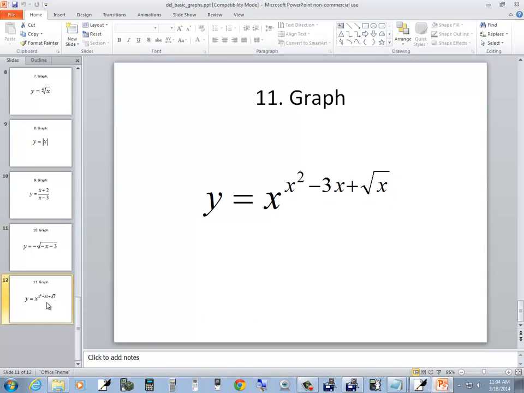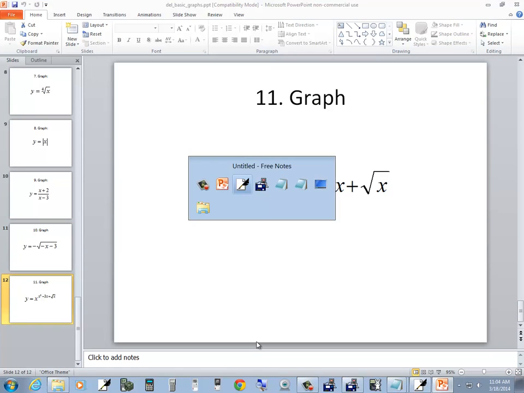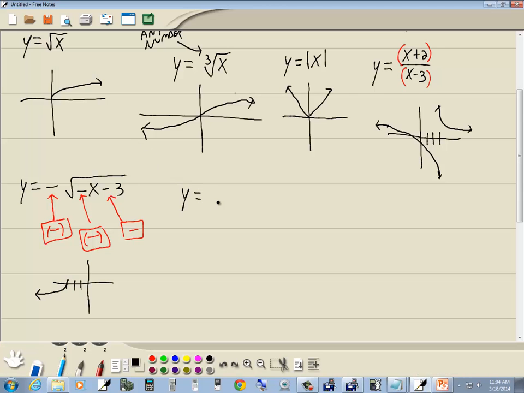Now our last one. Let's take a look at this. We got y is equal to x to the power of x squared minus 3x plus square root of x. The reason why you learn all these basic building blocks is so that you can graph more difficult problems in college algebra. I know a lot of these basic graphs, you might already know what they look like, and you say, well, why do I need to do this? I know what the sketch of this looks like to begin with. The idea is to take these basic building blocks and merge them together, come up with a more complex graph.